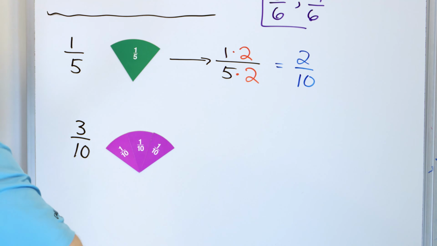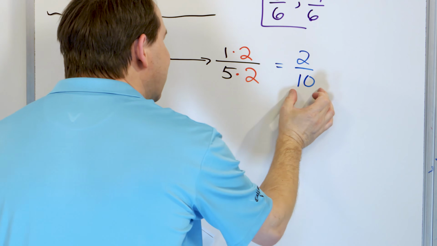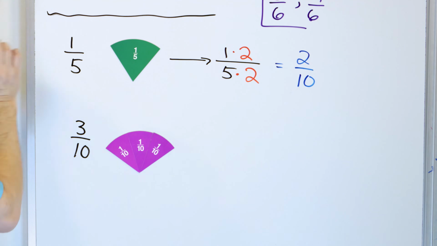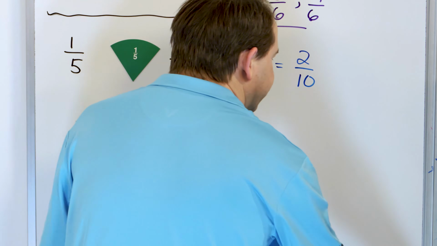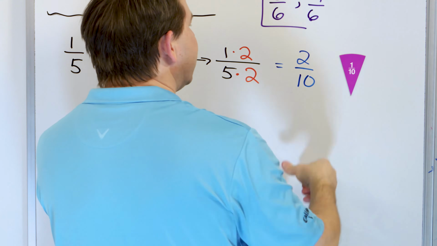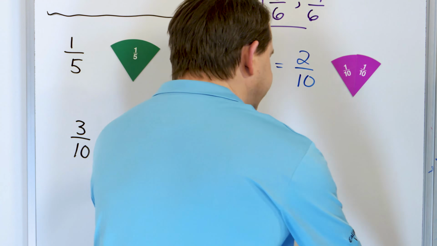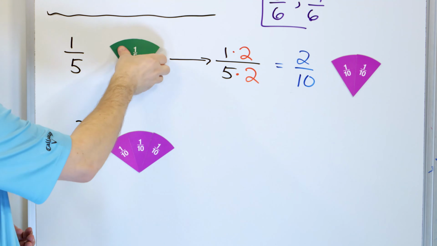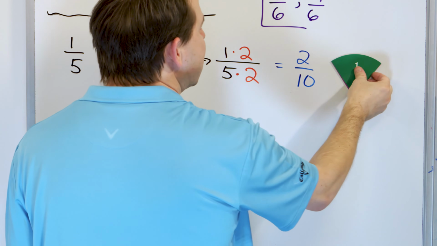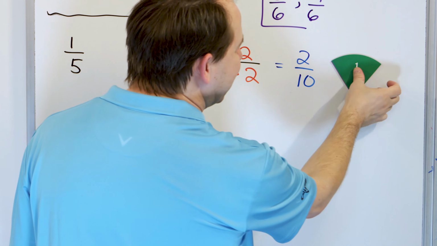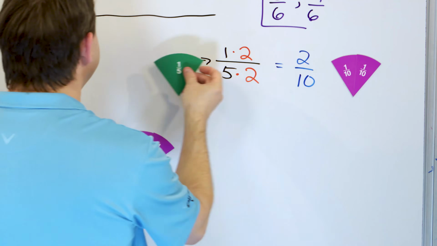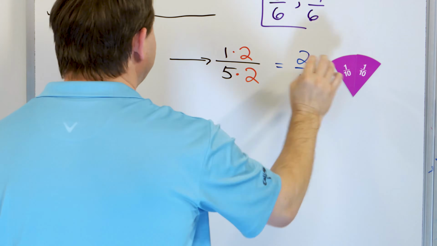And what we're claiming is that 2/10 of a pizza means exactly the same thing as 1/5 of a pizza. Let's see if that's actually the case. Here's 1/10 of a pizza and 2/10 of a pizza. We're saying that this amount is exactly the same as this. Let's pick it up and put it right on top. These are not close. They're not pretty good. They're exactly the same thing. 1/5 is exactly the same thing as 2/10.